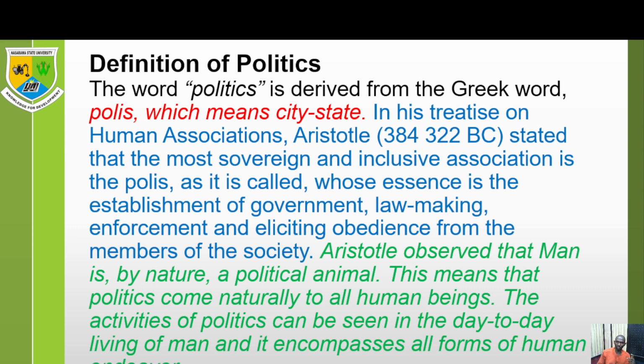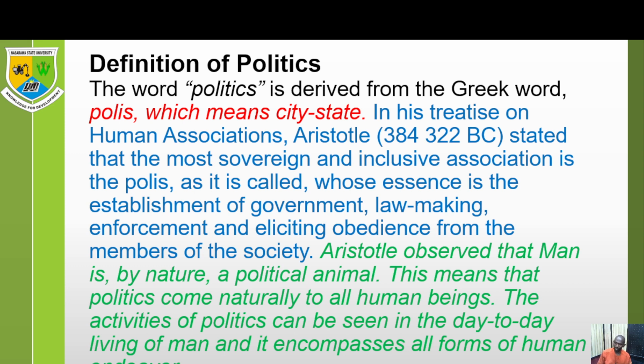Especially the word politics, it is derived from where? The Greek word, seen as what? Polis, which means city states. In his treatise on human associations, Aristotle, 384 BC, stated that the most sovereign and inclusive association is what? The polis. It means politics has actually come to balance the equation.